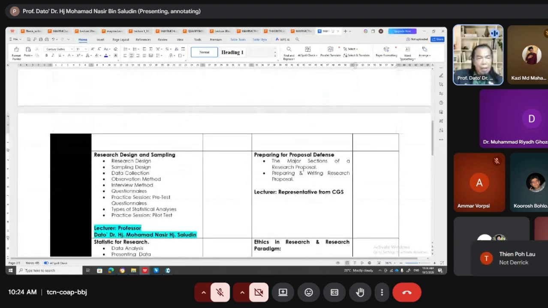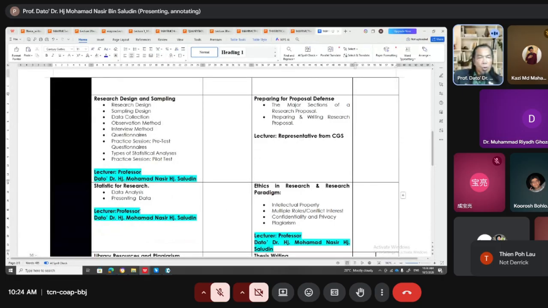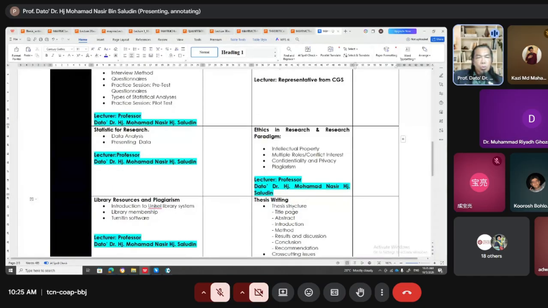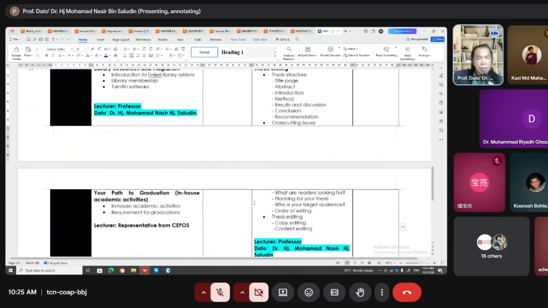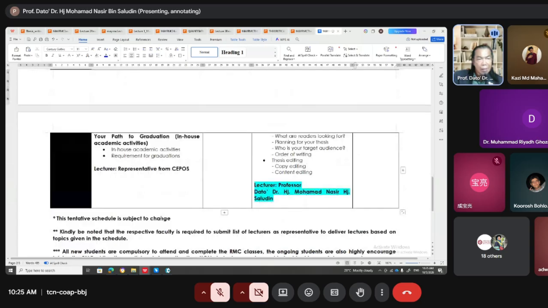And next they have research design and sampling. And then preparing for proposal defense. And then also statistics for research. You don't worry about statistics because you have so many people who can assist you. Then ethics in research, and then also library resources and plagiarism. Thesis writing, and then next is your path to graduation, in-house academic activities. In-house academic activity is a requirement for graduation.